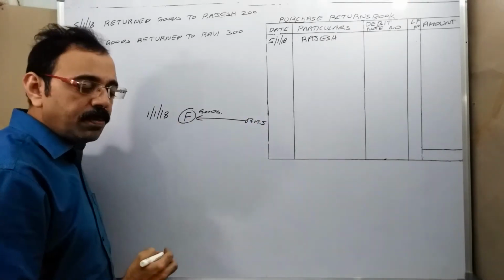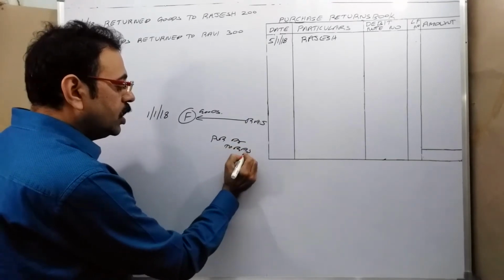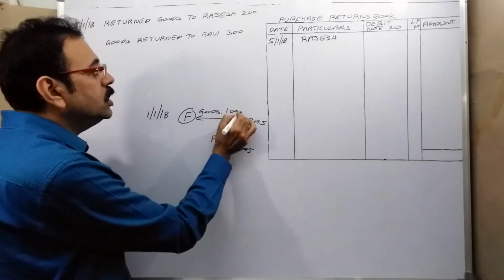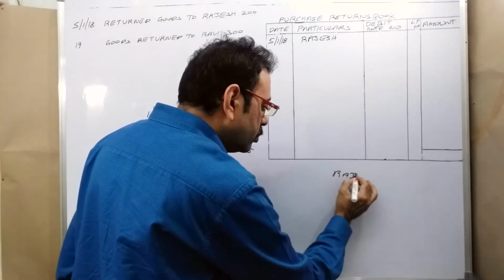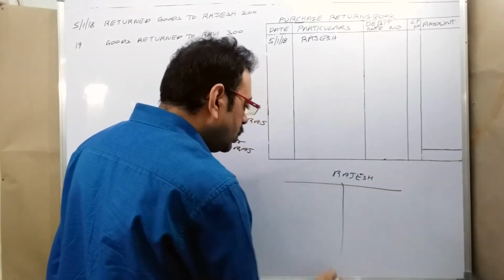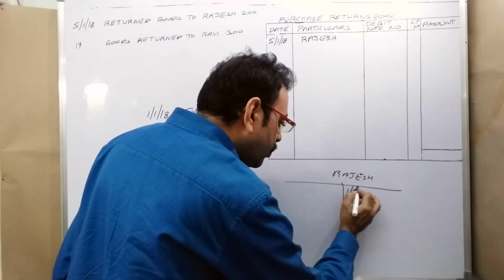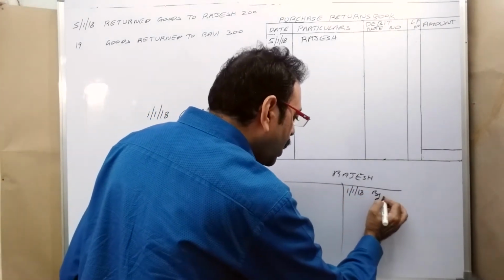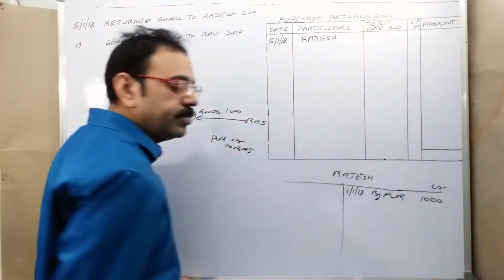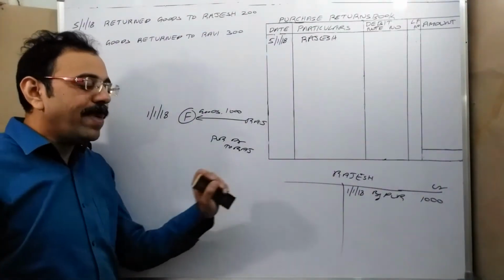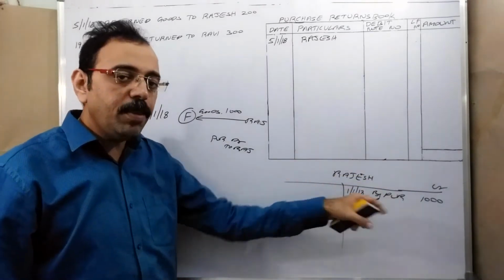What entry do we write here? Purchases account debtor to Rajesh, for example, 1000 rupees. Then in Rajesh account, we post this entry. Rajesh is in credit, so on the credit side on 1st January 2018, by purchases 1000 rupees we wrote. If you calculate the balance on that day, then Rajesh account shows a credit balance.